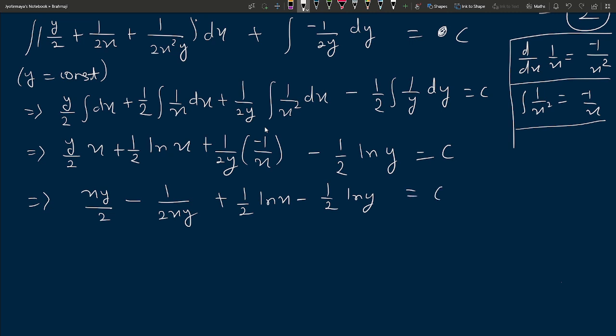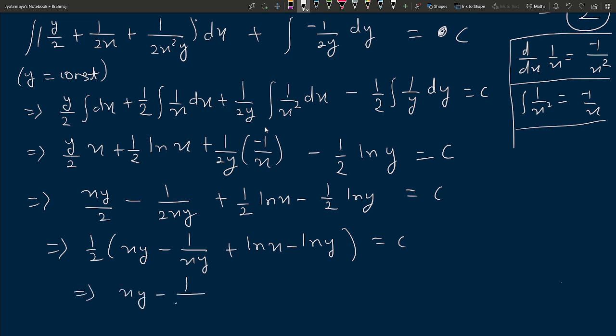Now here every term contains 1/2, so take 1/2 common, so I will find xy minus 1/(xy) plus ln x minus ln y equal to c. Now take 1/2 to the RHS, so this is xy minus 1/(xy) plus ln(x/y) is equal to 2c. This is equal to d. Okay, so this is now my general solution.